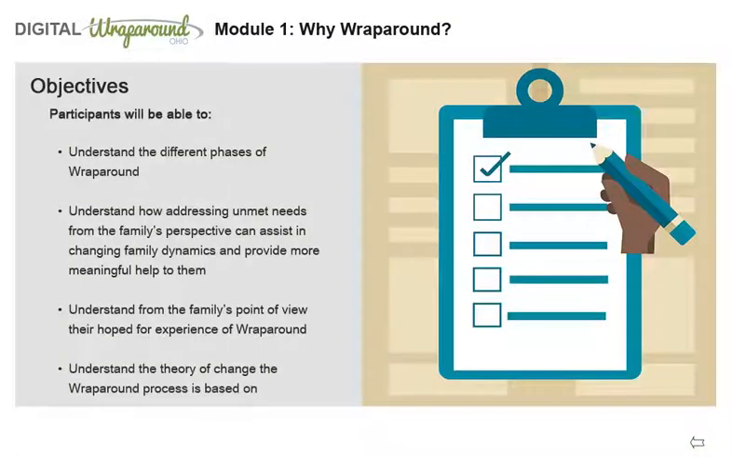Here are the objectives for this module. By the end of the module, participants will be able to understand the different phases of wraparound, understand how addressing unmet needs from the family's perspective can assist in changing family dynamics and provide more meaningful help to them. Understand from the family's point of view their hoped-for experience of wraparound. Understand the theory of change the wraparound process is based on.